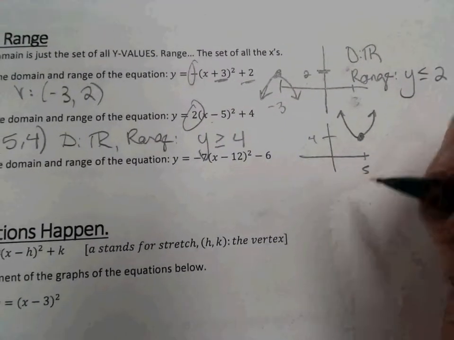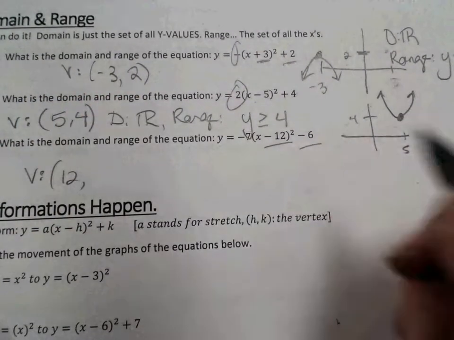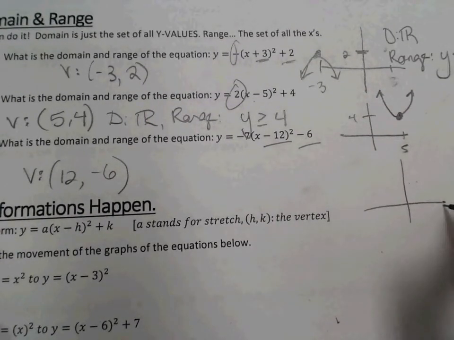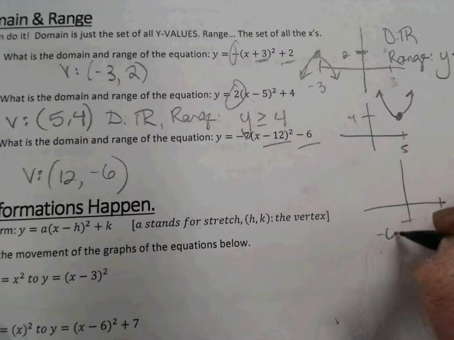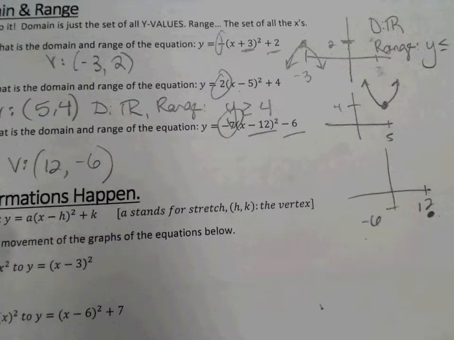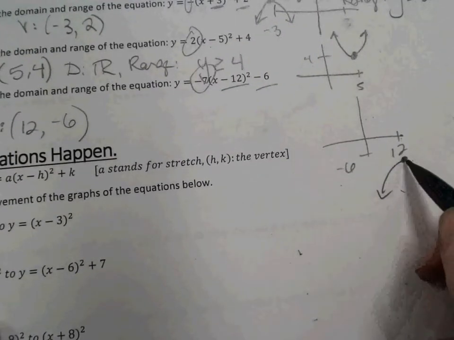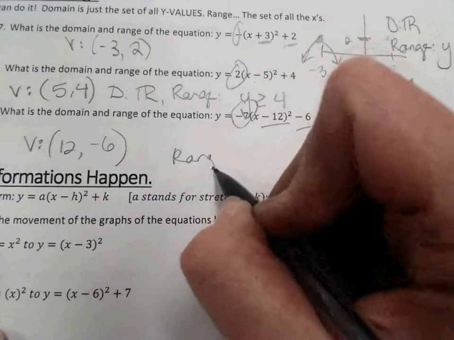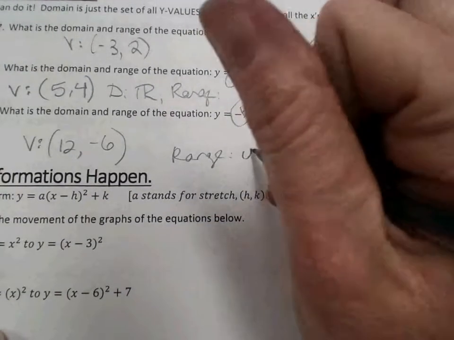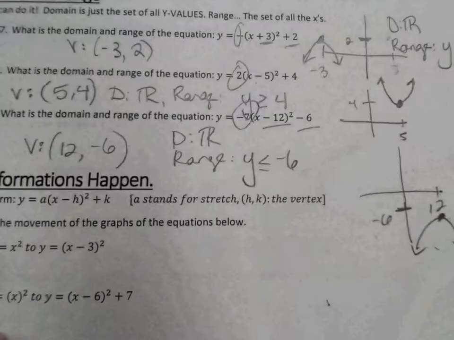Number 20, vertex is +12, -6. So +12, -6, here's my point. There's a negative sign there, so opening down. So I know that this is a maximum, so my range will be all the y values are less than or equal to -6. And again, the domain is all real numbers.